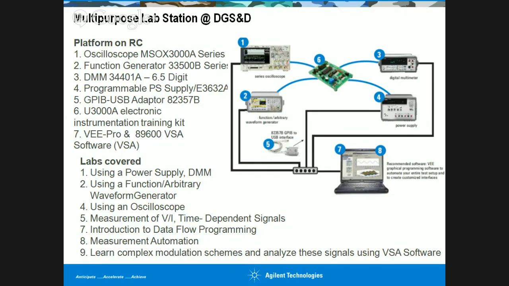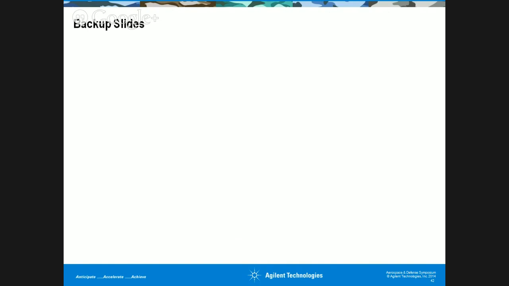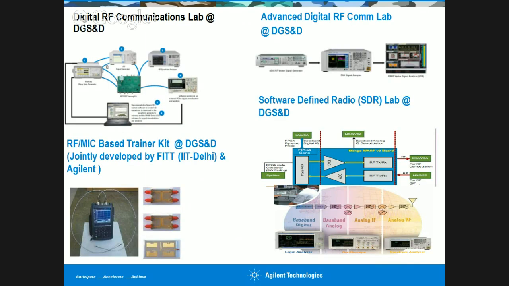We have various kinds of test labs on the digital rate contract. One is being shown here, which is a multi-purpose lab station for undergraduate students. Then we have RF communication test lab for undergraduate and postgraduate students. Then we have digital RF communication lab for UG and PG students. We have the microwave trainer kit on the rate contract, and also we have a software-defined radio platform on digital rate contract. So with that, I will stop here, and I'm open to questions.